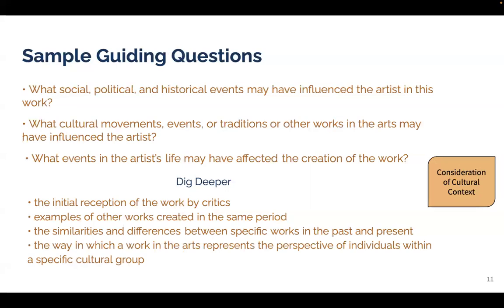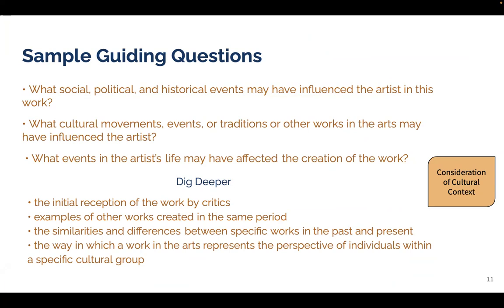So some sample guiding questions at this point. Again, there's the orange block on this slide here, reminding us of the step that we're at. So we have what are social, political, and historical events that may have influenced the artist in this work? What cultural movements, events, or traditions or other works in the arts may have influenced the artist? And what events in the artist's life may have affected the creation of the work?